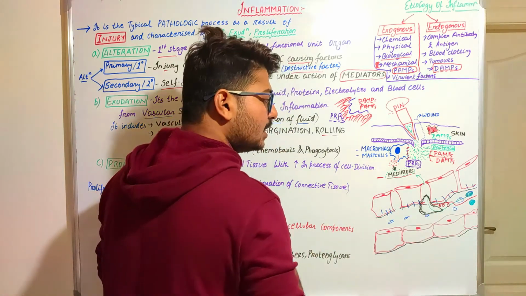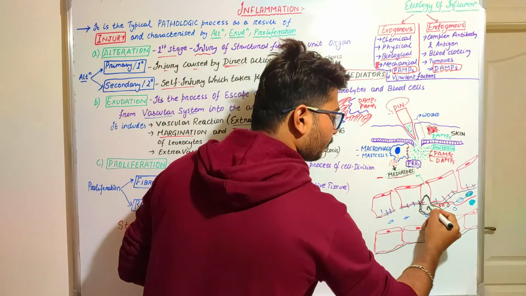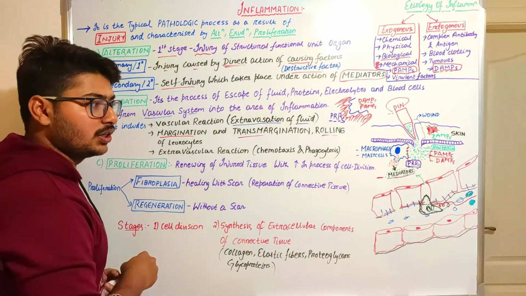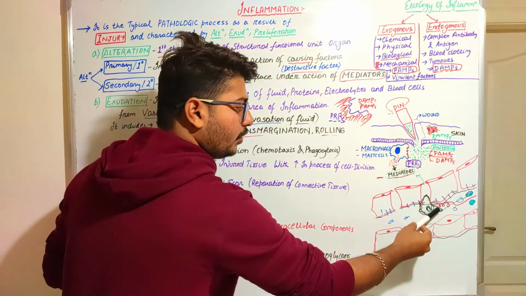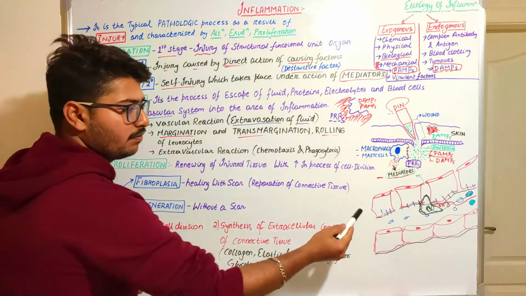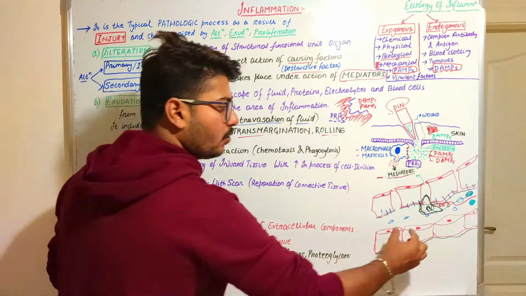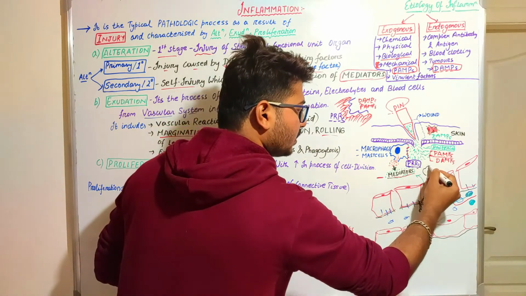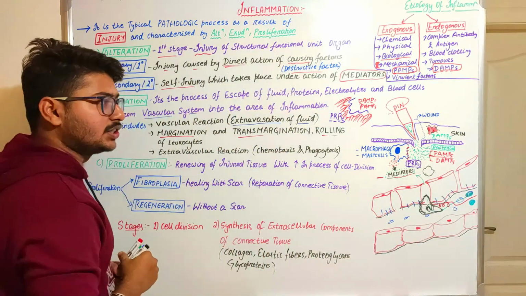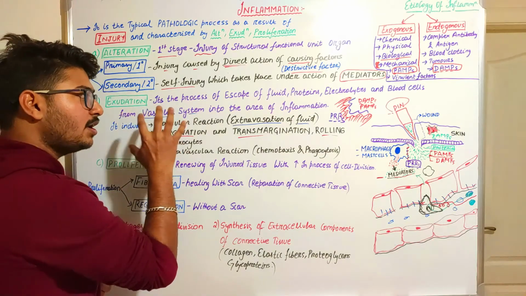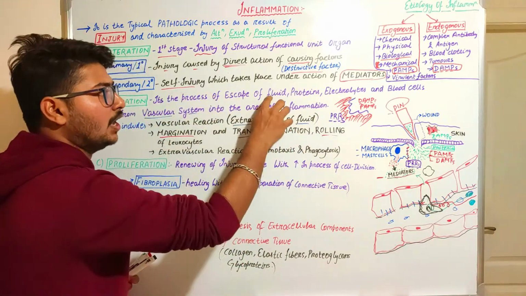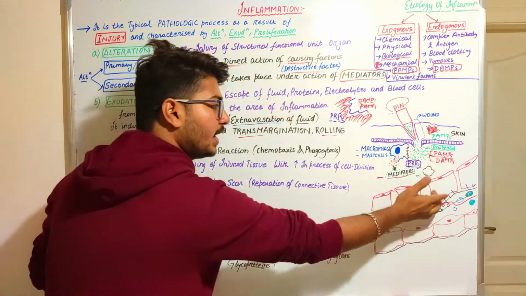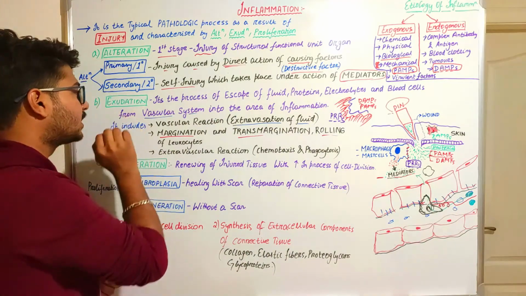The first cell that we are going to see at the site of inflammation is the neutrophil. The first leukocyte is the neutrophil. So they are going to extravasate from the vessels, squeeze through at this place, and come to the surface of the inflammation site. So this very process, the escape of fluid, proteins, electrolytes and blood cells from the vascular system into the area of inflammation, is nothing but exudation.